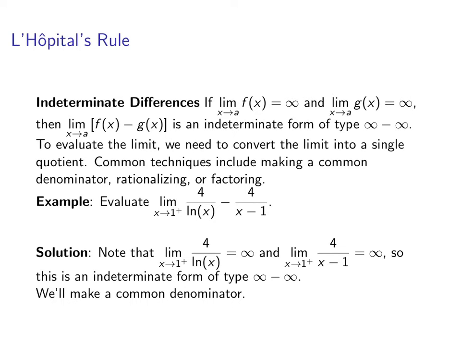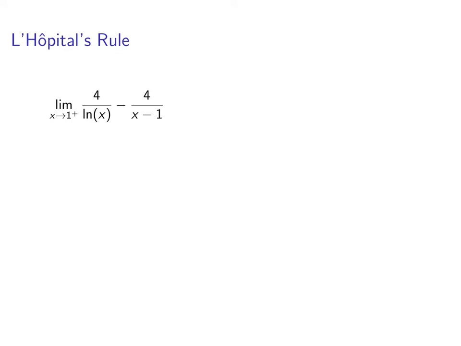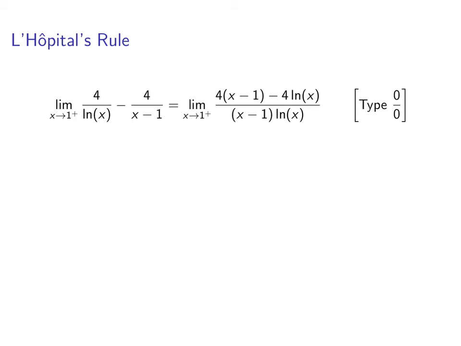So in this case, we're going to make a common denominator in order to try to deal with this limit. All right, so let's take our limit and make a common denominator. So it should look something like this: 4 times x minus 1 minus 4 log x all over x minus 1 times log x. This is of type 0 over 0. If you see what's going on the top and you see what's going on the bottom, they're both going to 0. That tells us we can go ahead and use L'Hopital's rule.